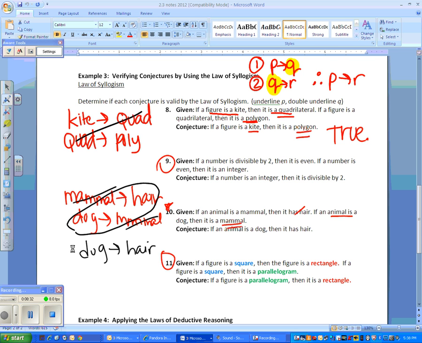This is your conclusion. And let's read the conjecture and see if it's true. If an animal is a dog, then it has hair. Sweet, that's the same thing we said. So this is a true statement. All right, we're going to do the rest in class.